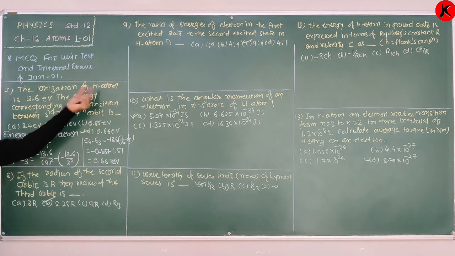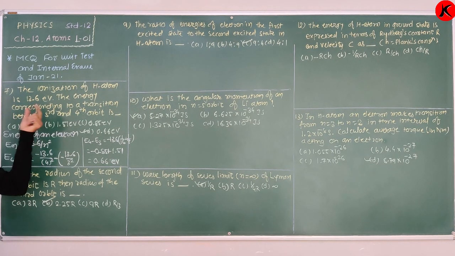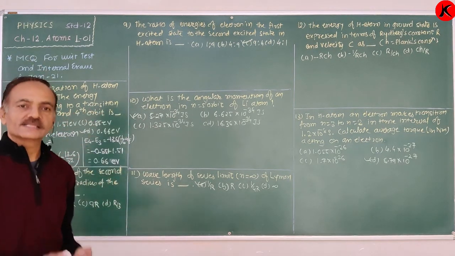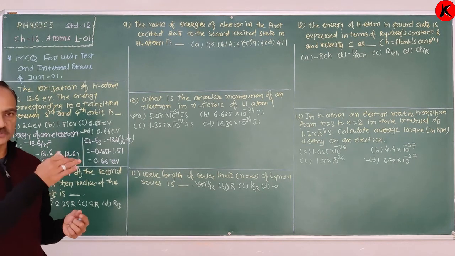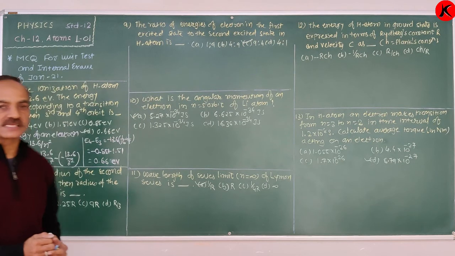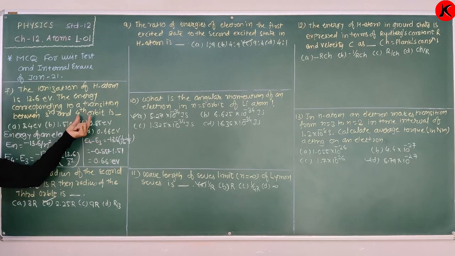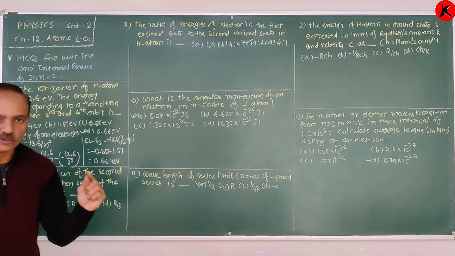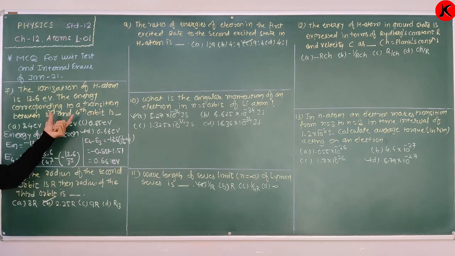Again, the ionization energy of hydrogen atom is 13.6 electron volt. The energy corresponding to a transition between third and fourth orbit is? So here the electron makes the transition from the third to the fourth orbit, that means from the lower energy orbit to the higher energy orbit. How much energy is required? The energy required is equal to the energy difference between these two orbits.